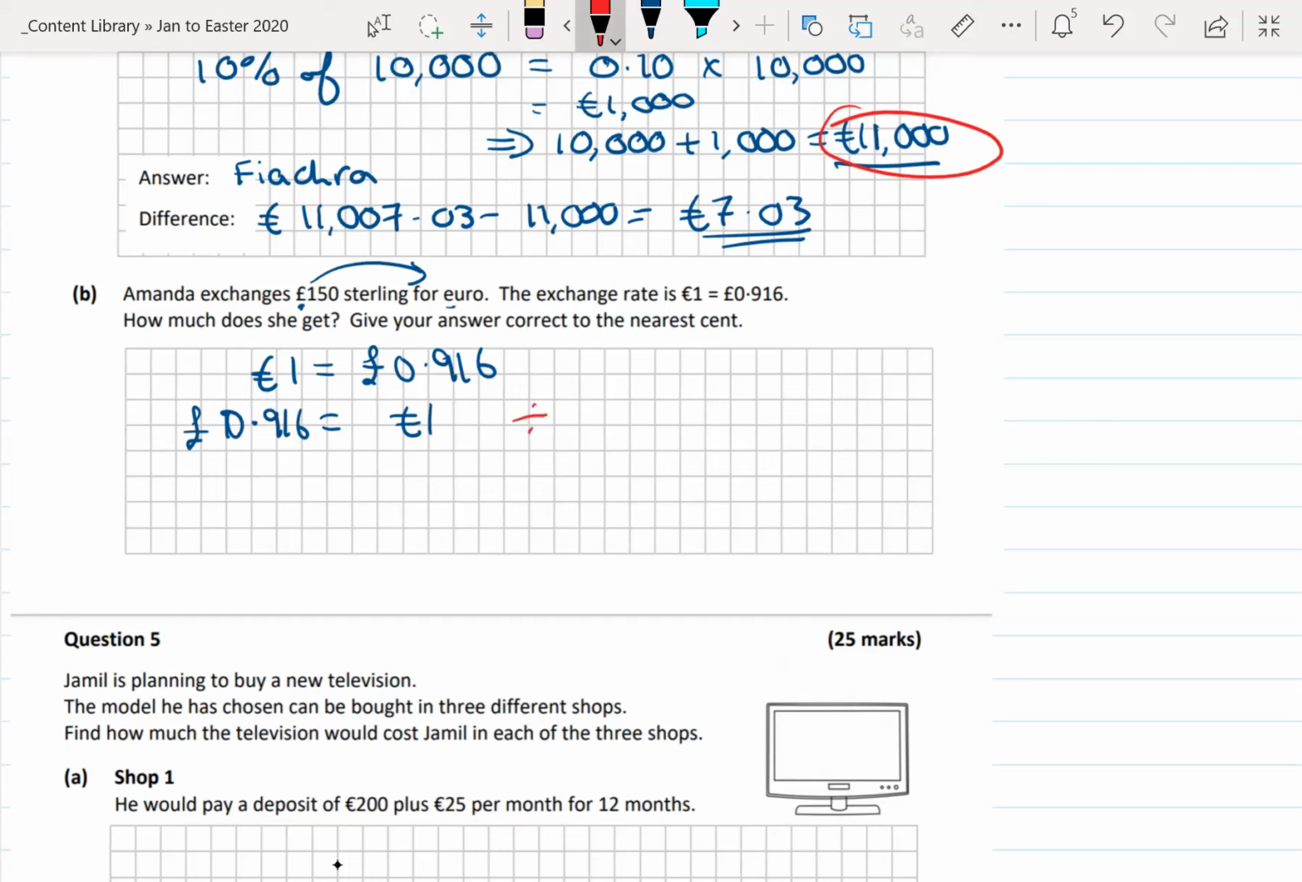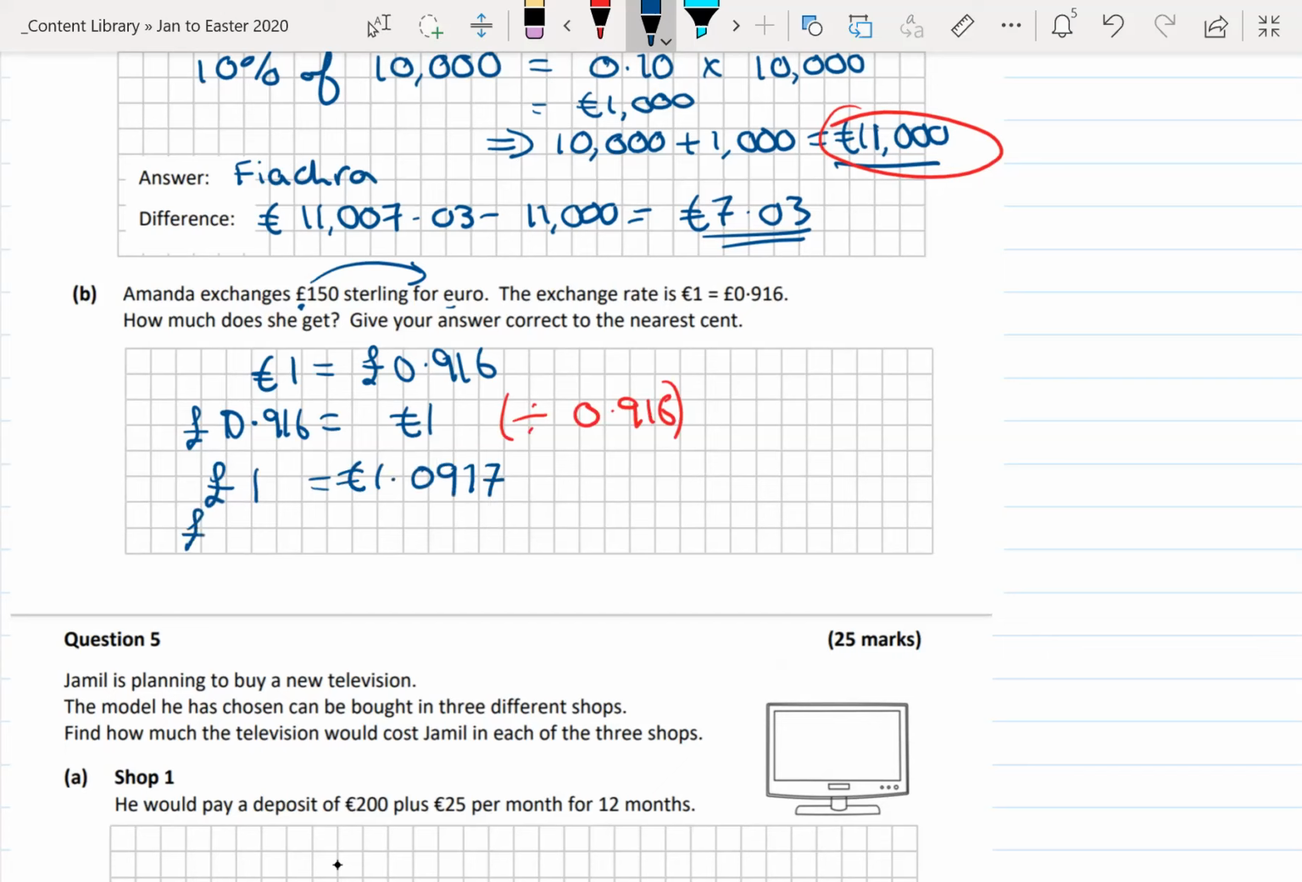So divide both sides by 0.916. When we do that on the left side, we get 1 because anything divided by itself is 1. And then on the right hand side, 1 divided by 0.916. So I'm just using my calculator here. 1 divided by 0.916. And that comes to €1.09. Comes to that, okay? Now, we know what 1 is equal to.